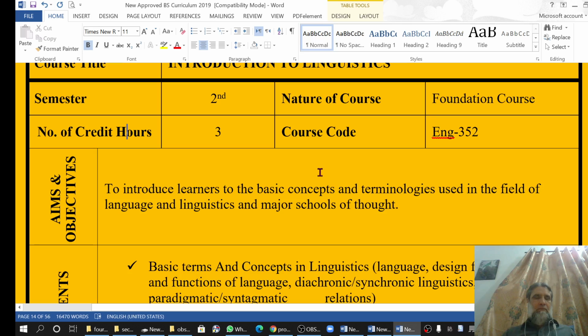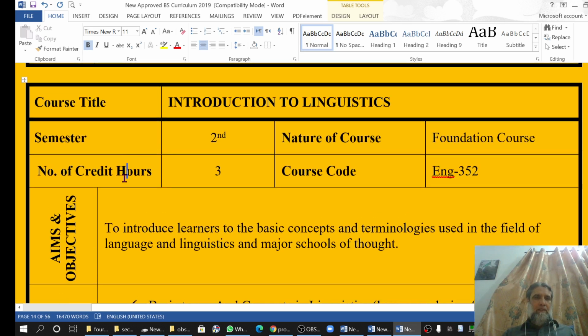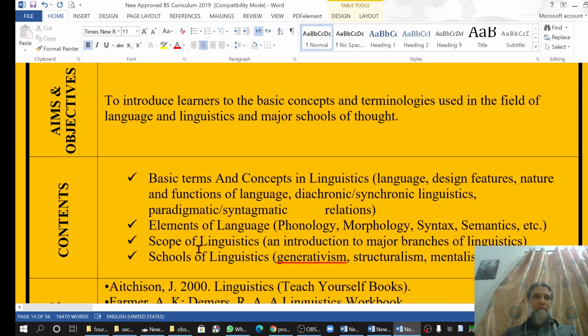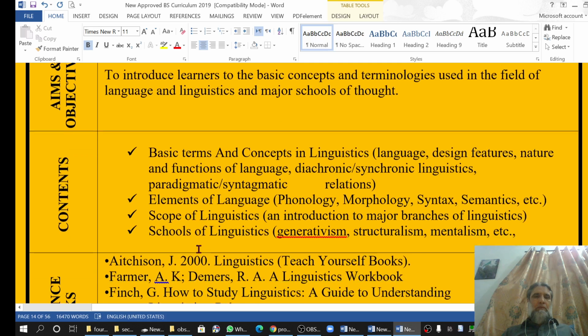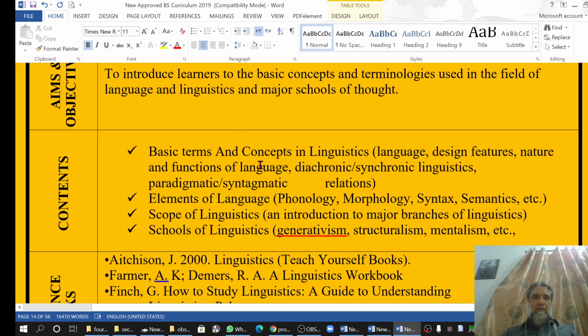In introduction, this has 3 credit hours, which means that you will take 3 classes in a week. I'll teach you for 3 hours in a week, and you will study these items in this paper. The first item is the basic terms and concepts in linguistics.